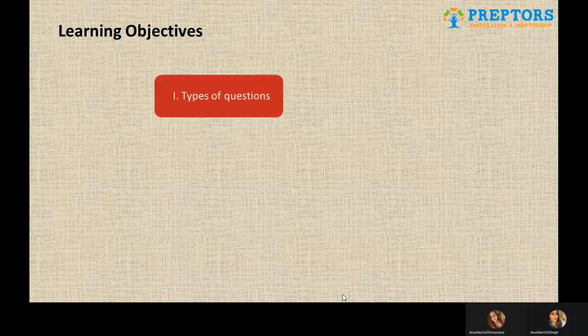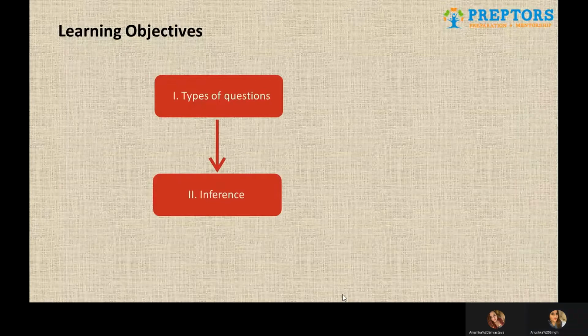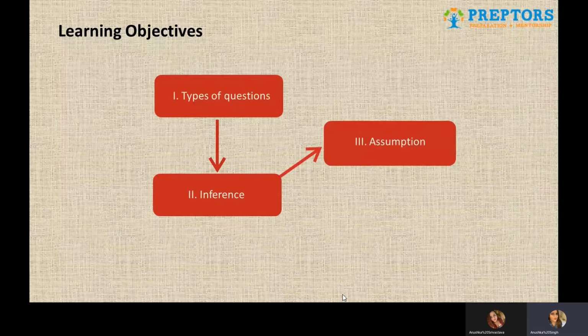Now when I talk about critical reasoning, what exactly does it mean? So we're going to discuss what critical reasoning is. Then we shall go to the different types of questions that are often tested in this chapter. There are two types of questions that we'll be doing in critical reasoning: one, inference based questions, and two, assumption based questions.